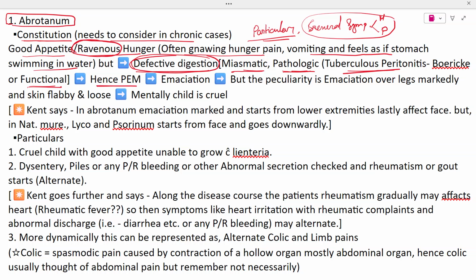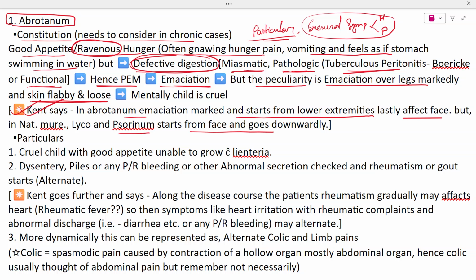Hence there will be malnutrition, followed by emaciation. The patient will gradually lose muscle mass. But the peculiarity is emaciation over the legs markedly, and skin flabby and loose. As per Kent, in Abrotanum emaciation starts from the lower extremity and lastly affects the face. As Kent suggests, the emaciation starts from the lower part of the body, just opposite to what we have seen in Lycopodium and Sarsaparilla. There it starts from the face and goes downward. That is the differentiating point. So emaciation in Abrotanum starts from the lower part of the body, and then it gradually ascends.